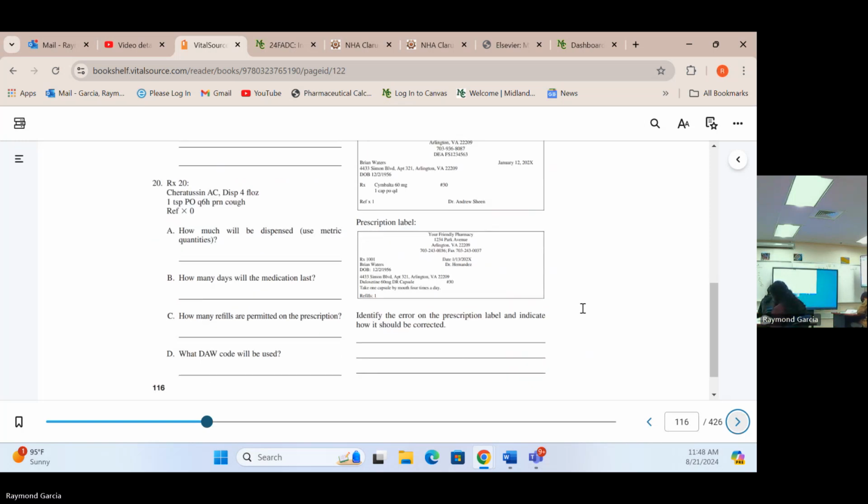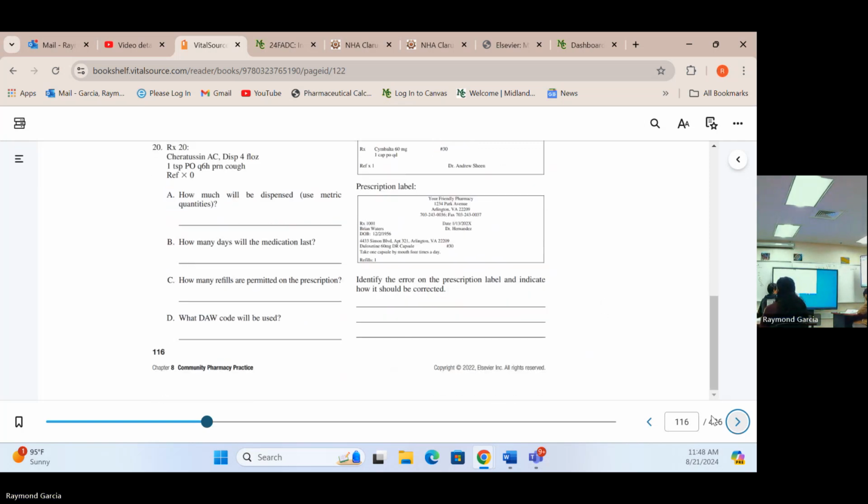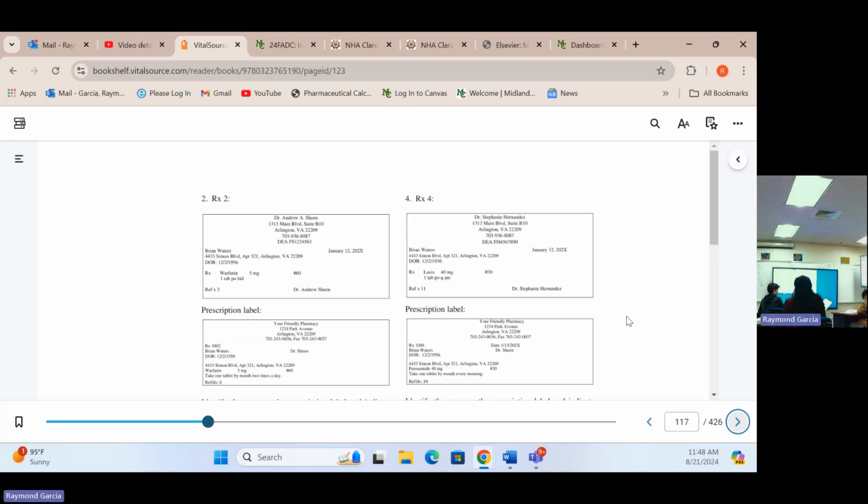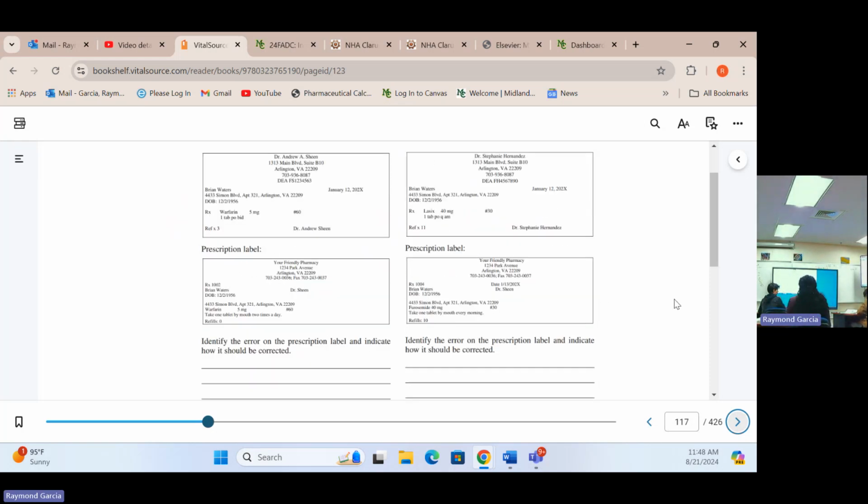I think that's it. Good on that one. Let's look at the RX2 on 8.5 real quick. What's missing from the original RX?